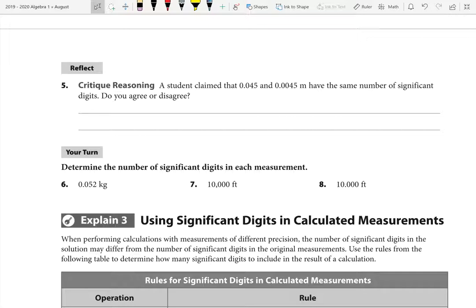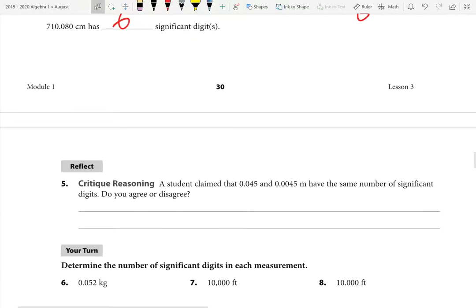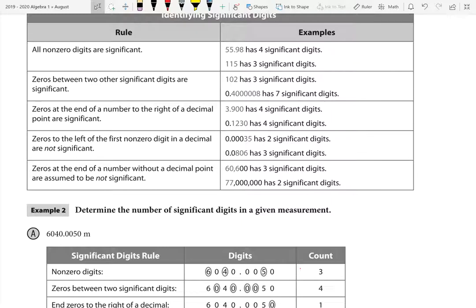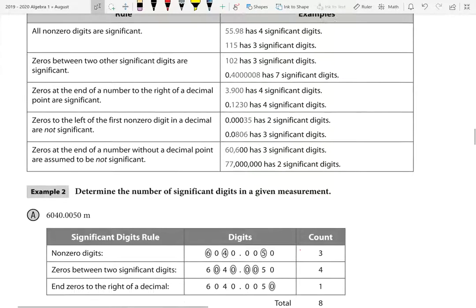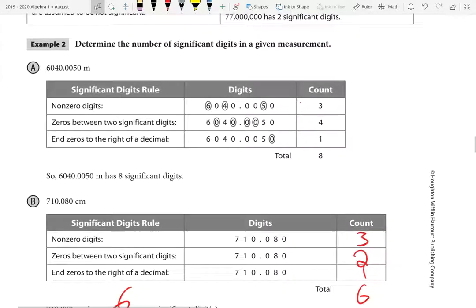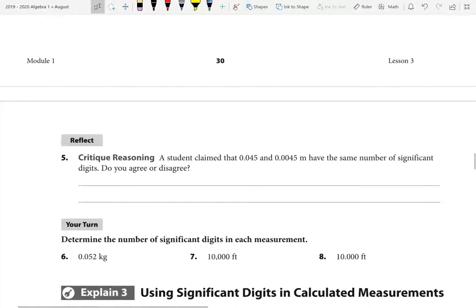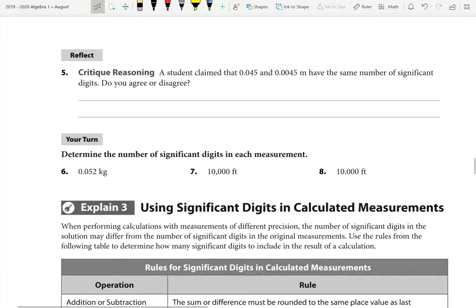I'll let you think about it real quick. If you want to pause, I'll actually scroll back up if you want to see these rules, and then try to determine whether those have the same significant digits or not. And the answer here is agree.